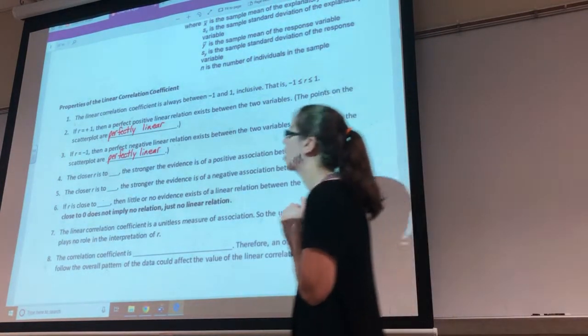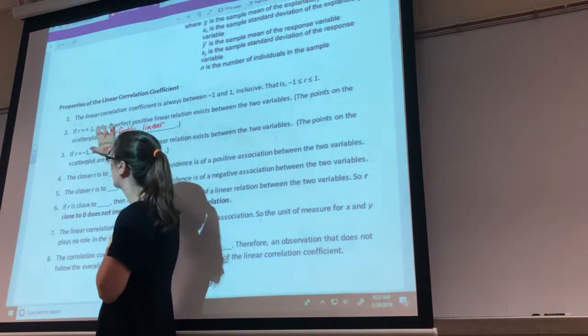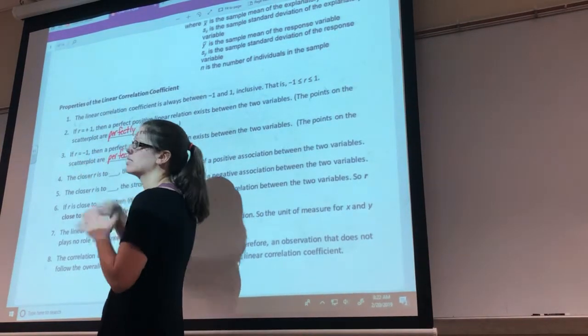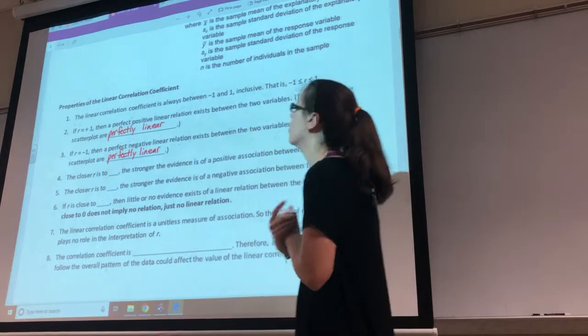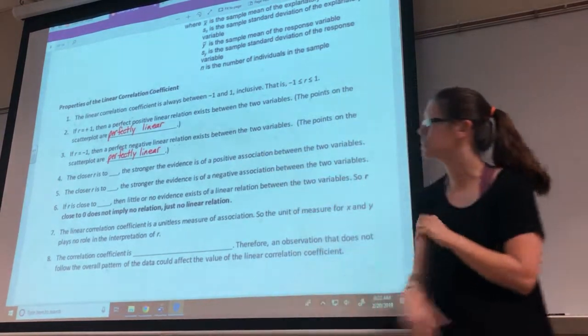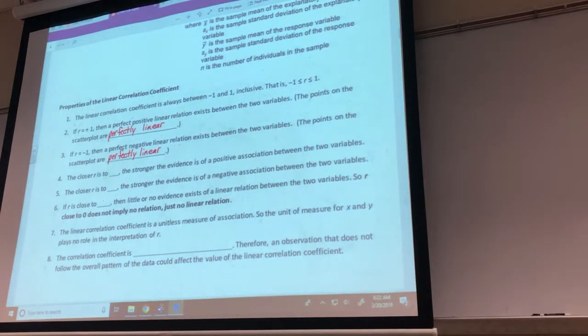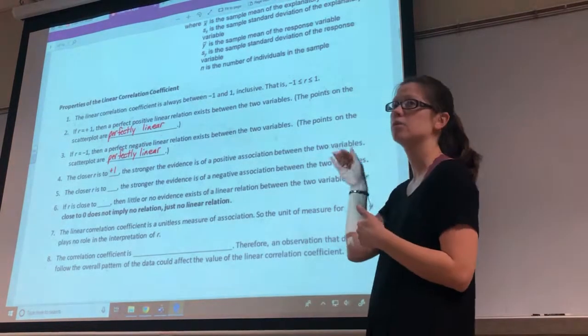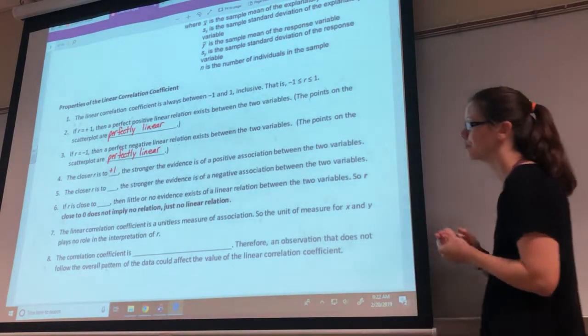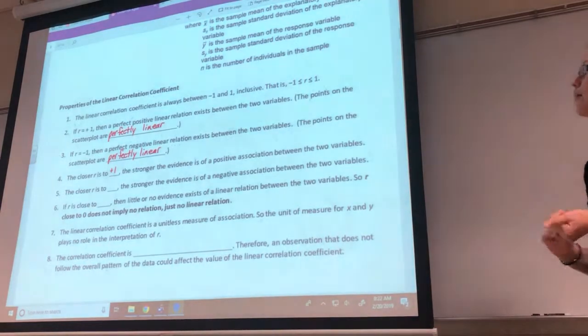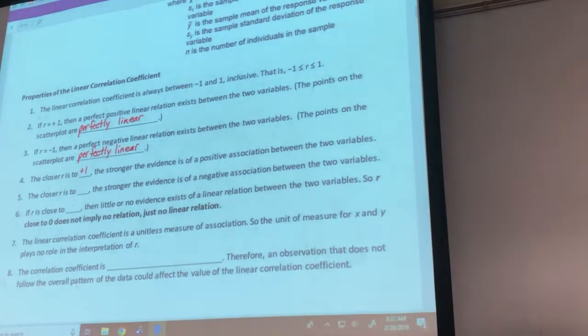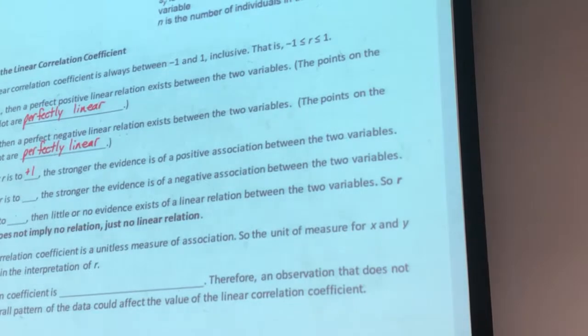So we want our R values to be close to either +1 or -1, because then they're going to be close to being linear. The closer R is to +1, the stronger the evidence of a positive association between the two variables. So if you want to have a positive association, you want your R to be really close to +1. If there's a negative association, that's okay. It doesn't mean it's a bad thing. It just means that they're negatively associated.